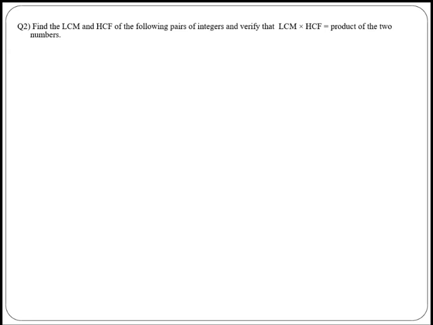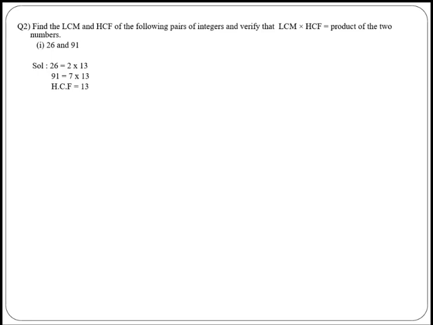Now, question number 2. Find the LCM and HCF of the following pairs of integers and verify that LCM into HCF is equal to the product of the two numbers. In this question, 26 and 91, first we have to find the LCM and HCF and then we have to verify the formula HCF into LCM is equal to the product of the two numbers. So let's start the solution. First, we have to find the prime factors of 26. We will get 2 into 13, and then we have to find the prime factors of 91. We will get 7 into 13.